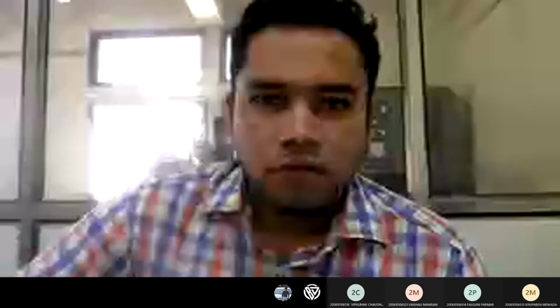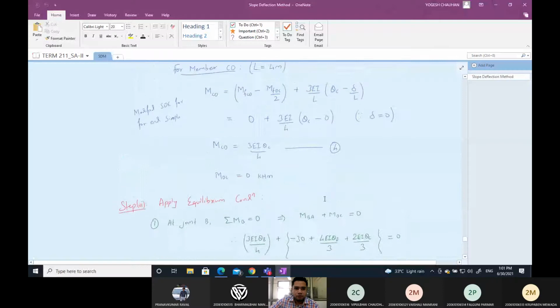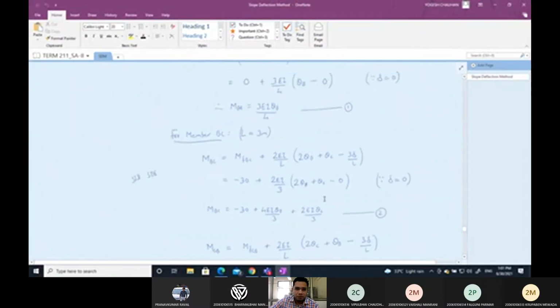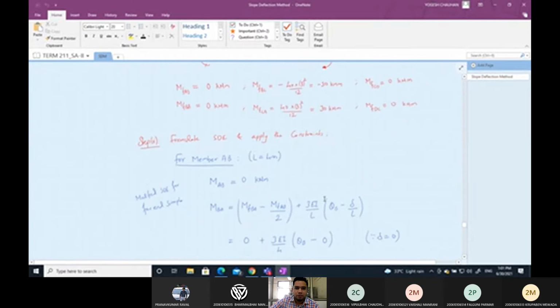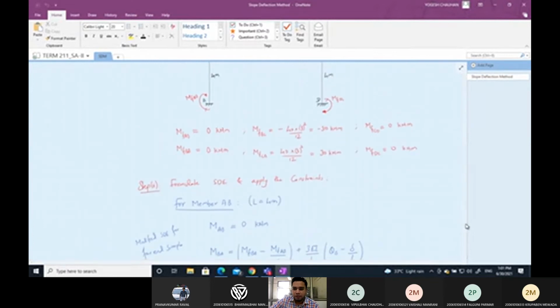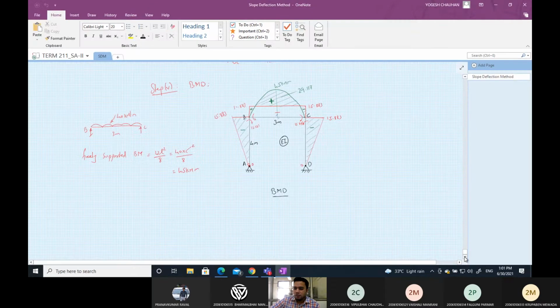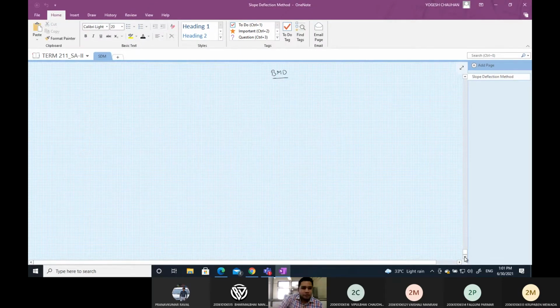Okay, so in the previous class, we have gone through an example of a non-sway frame. We saw how to analyze the non-sway frame in the previous lecture. Let us continue with the same before we proceed to sway frames. So let us take another example.